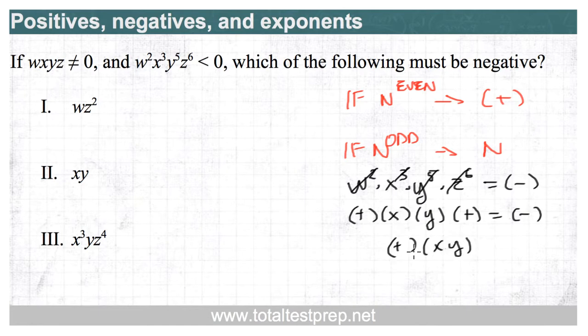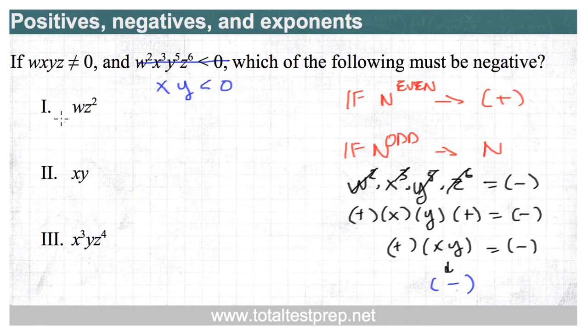So what we have here is that a positive times xy is negative. And here we just use the rules of positives and negatives. The only way that a positive times xy is negative is if xy itself is negative. So we can get rid of this entire thing and just replace that with xy is negative, or less than 0.